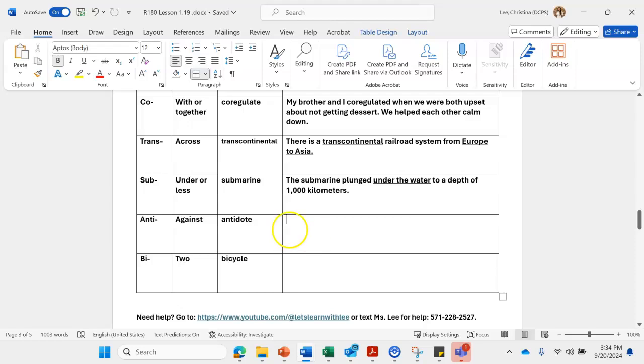Antidote is against. So an antidote fights against a poison, right? And so it's like a cure for a poison. So the antidote took effect quickly and fought against the poison in his system. All right, so that fighting against the poison helps to tell us that it is something that works against a poisonous or a venomous substance.